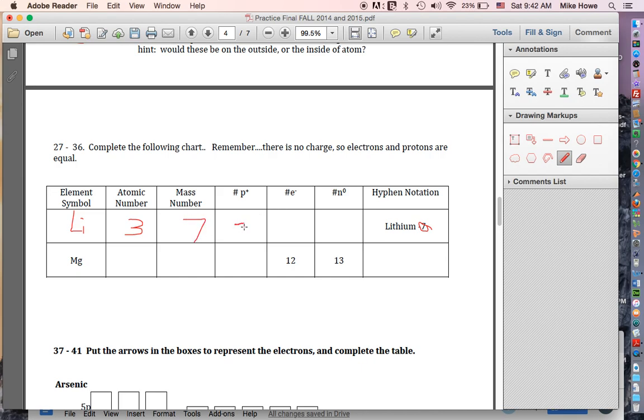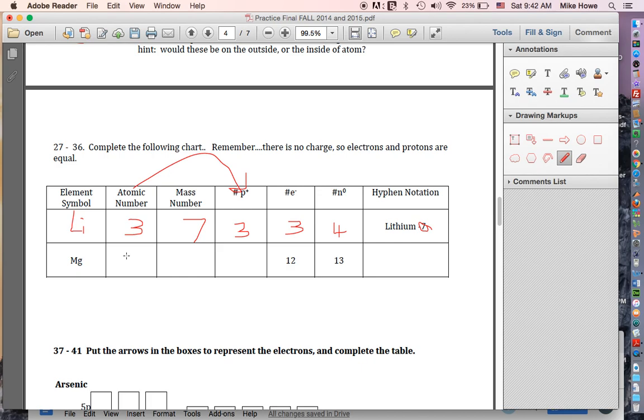Number of protons would be 3, because that equals the atomic number. So you need to remember that these two are the same. Since there's no charge, electrons and protons are equal. So that's 3 also. And we know that protons plus neutrons equals mass. You've already written that on your cheat sheet, right? So this is going to be 4, because 3 plus this has to equal 7.